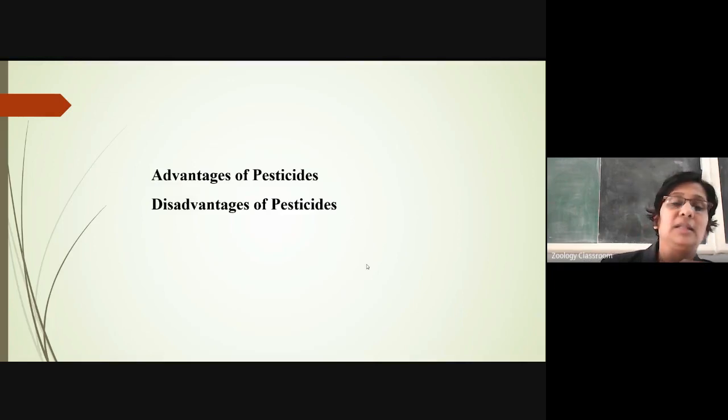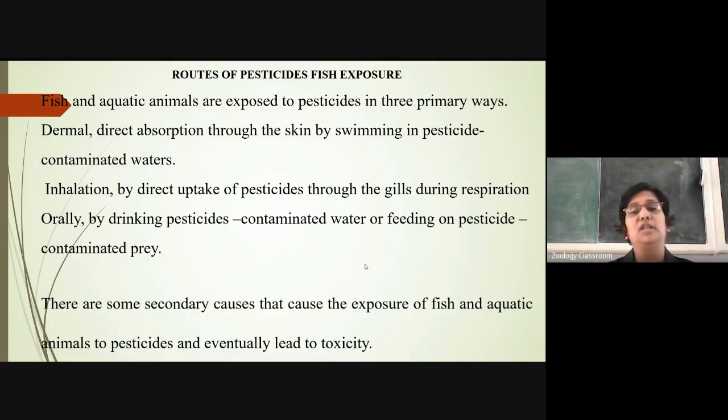Okay. Then the next point is routes of pesticide fish exposure, that is, by which different routes the fishes are exposed to pesticides. That is the routes of pesticide fish exposure.